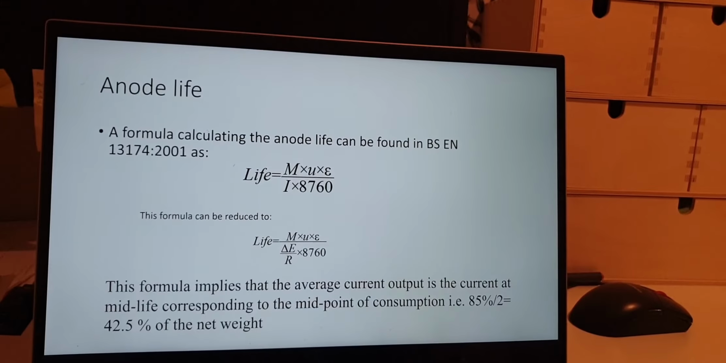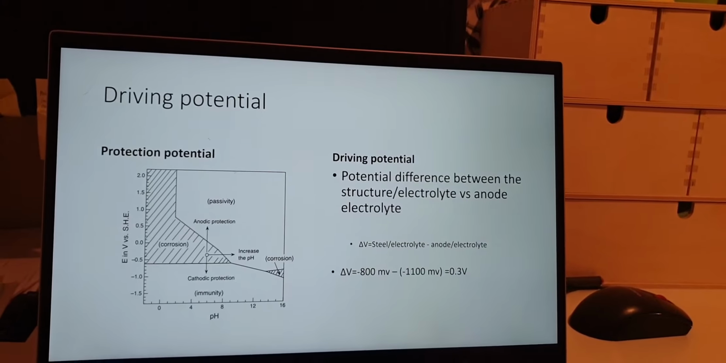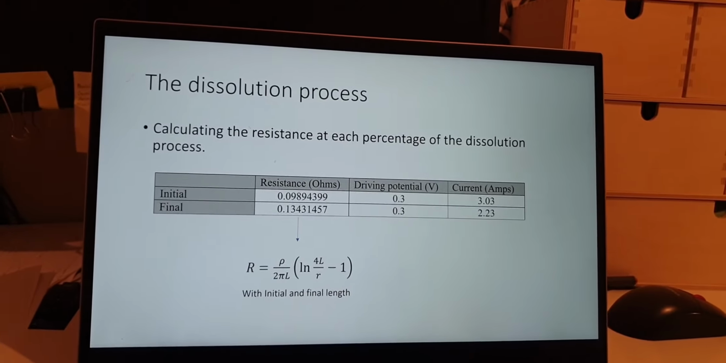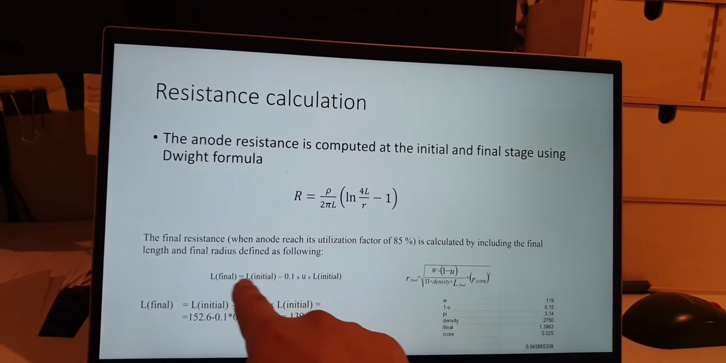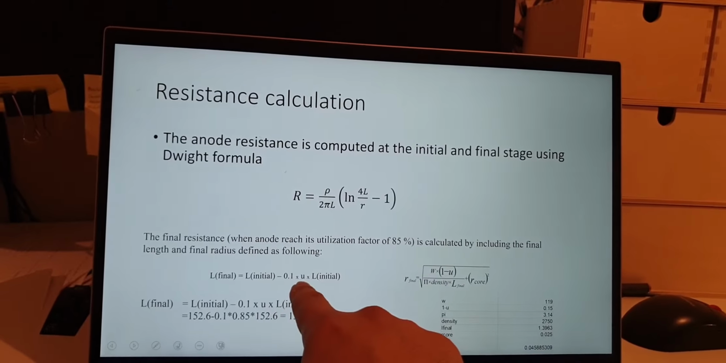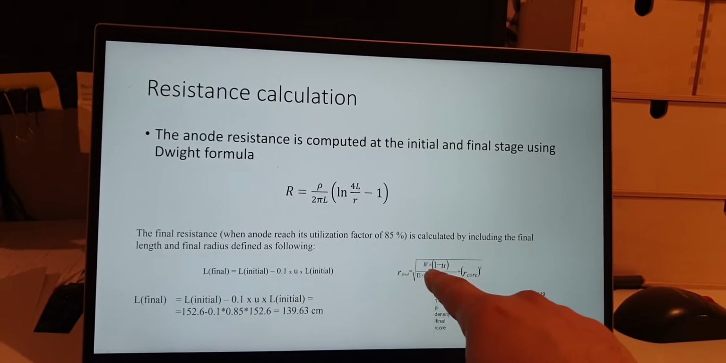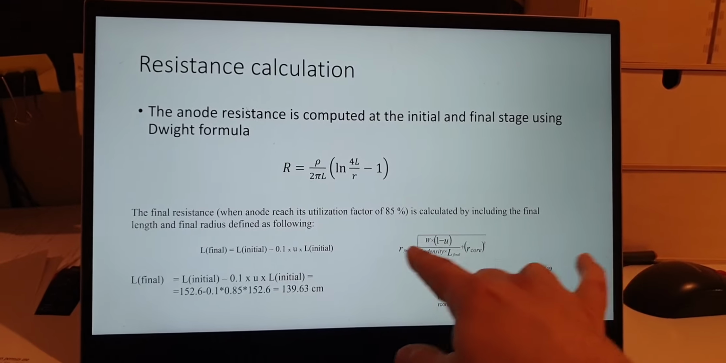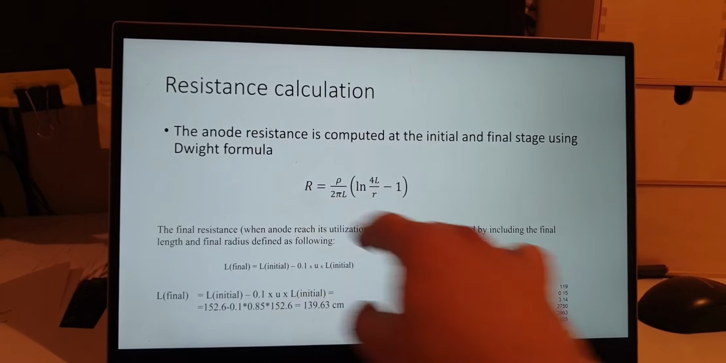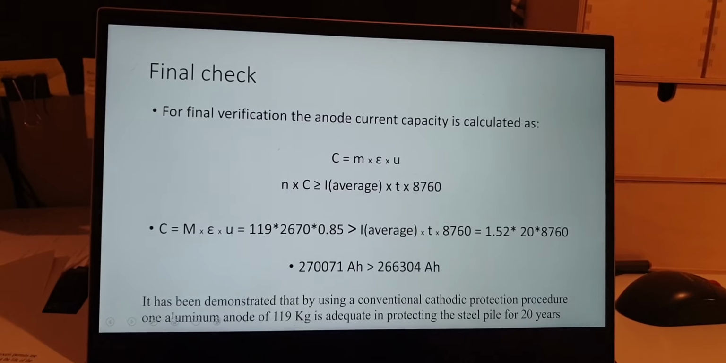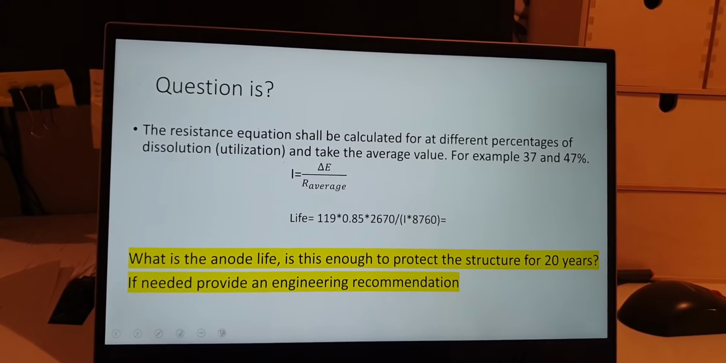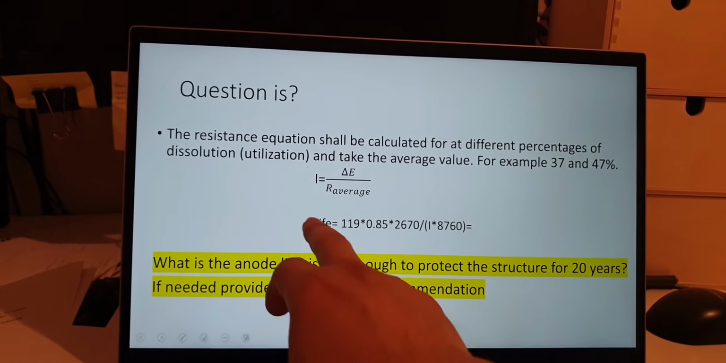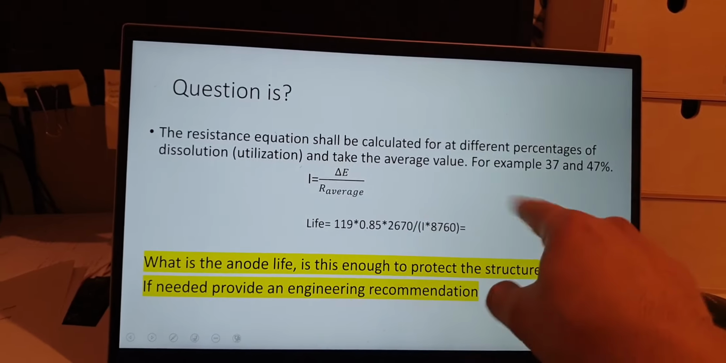Isn't it? So I will go up on the slides, and this length and this radius should be calculated with L final, with the utilization of 47 and the utilization of 37, or whatever numbers you want, because you need to take the average. The same goes for the radius, and then you compute the resistance for both, take an average value, come here, and compute the current. So you put the current in the life formula, and you will determine the life there.